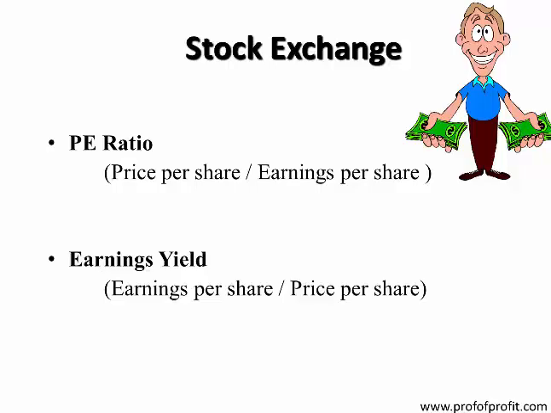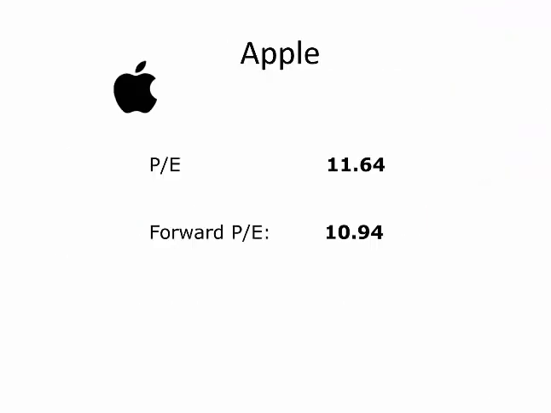Just a quick note, a PE ratio of less than 10, the company is seen as what we call a value share. A PE ratio of greater than 20 is seen as a growth share, meaning you should only buy a share that has a PE ratio of greater than 20 if you expect massive growth. Let's look at Apple, for instance. The PE ratio for Apple is 11.64. The forward PE is a little bit less than that. So here you've got a PE ratio and a forward PE ratio.